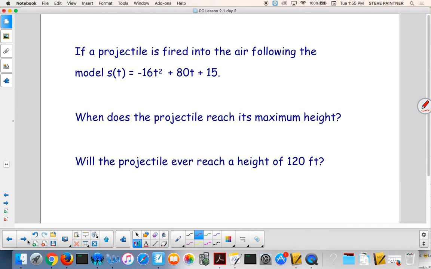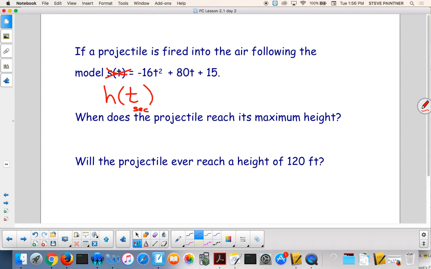Will you do me a favor right now? Change these variables to h, and you can leave it as t, but underneath the t, put seconds, like that. I just don't like how it's worded, and I'm going to change the wording for next year. Here we go. A projectile is fired into the air. Following this model, h of t equals negative 16t squared plus 80t plus 15.